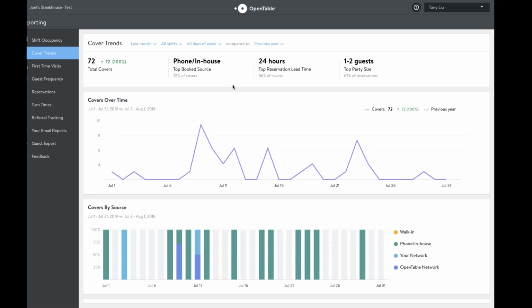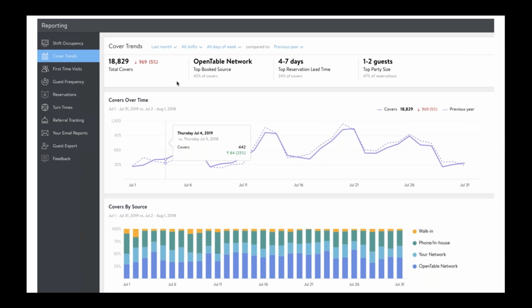But let me go ahead and shift over here and show you the trend. The covers trend for this particular screenshot will tell you, hey, this restaurant's last month covers, we did 18,829 covers.